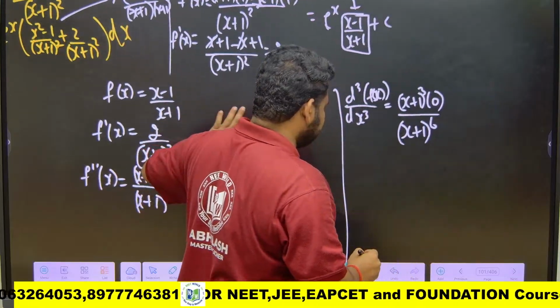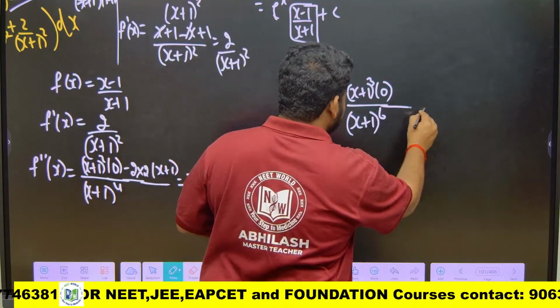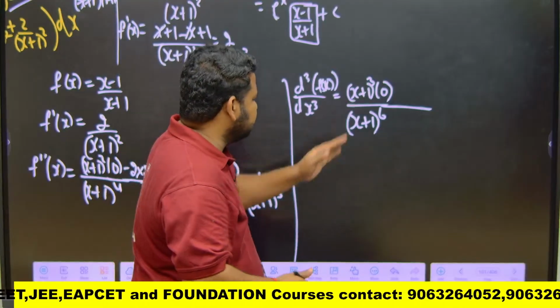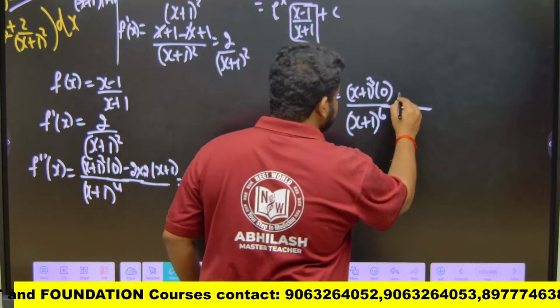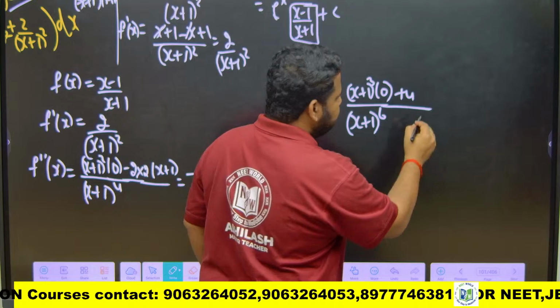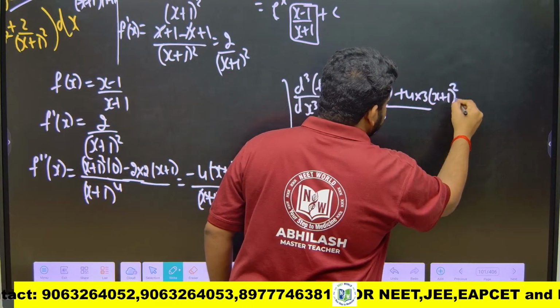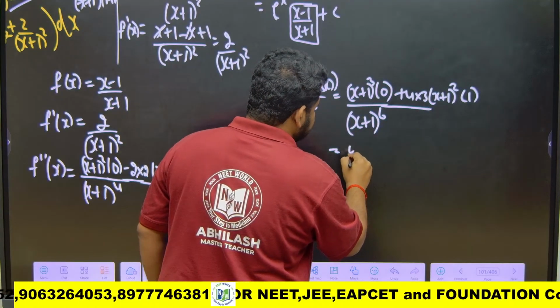Observe carefully. Now I have to differentiate this. If I apply the quotient rule, minus into minus will become plus, because here we had minus 4. So this will become plus 4 into the derivative of (x plus 1) whole cube, which is 3 times (x plus 1) whole square into 1. So we got 4 into 3, that is 12.